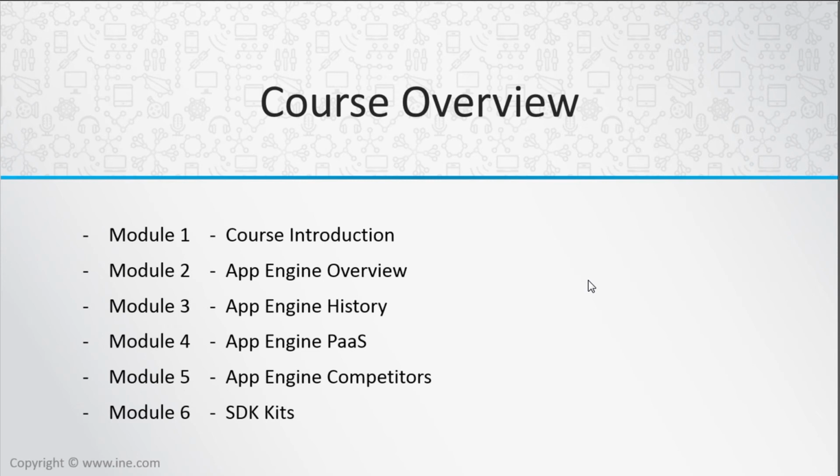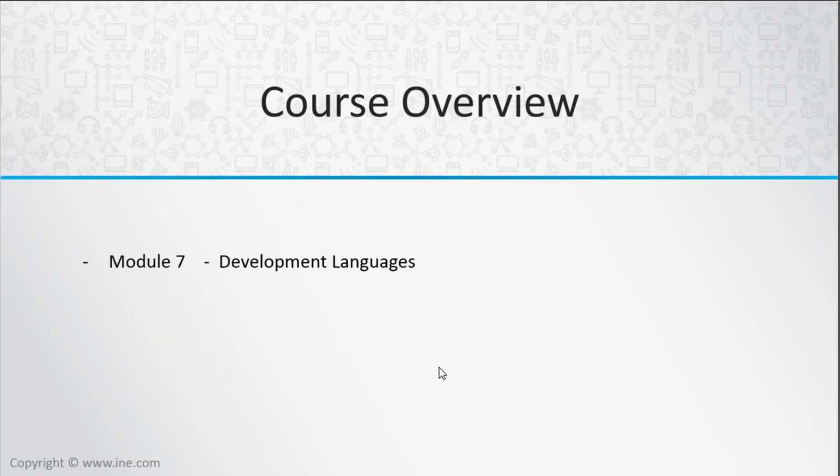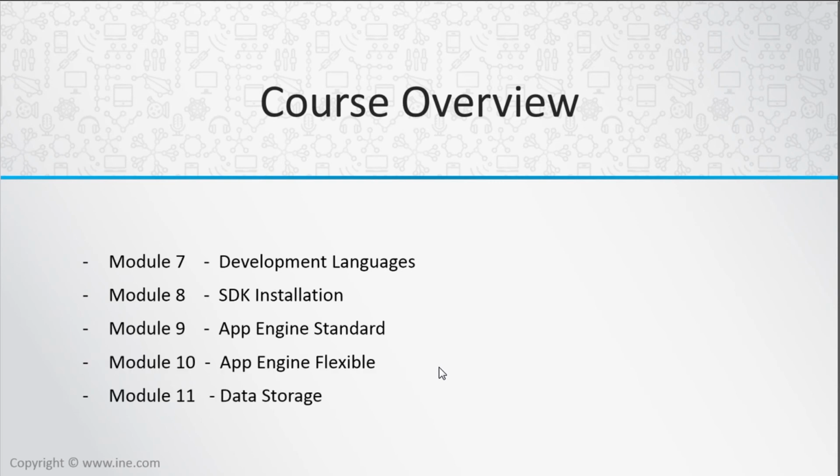Module 6, we're going to start talking about software development kits, where you get them, why you want to use them, how you could utilize them to your benefit. Module 7, we're going to talk about development languages like Python, PHP, Ruby, etc. We're going to talk about how to install the SDK kits.